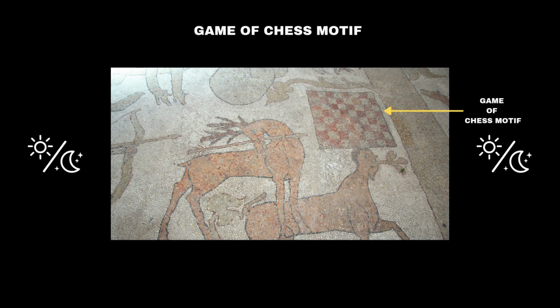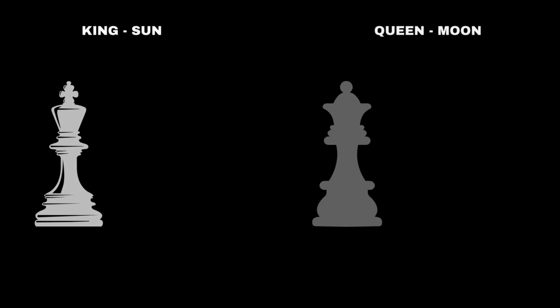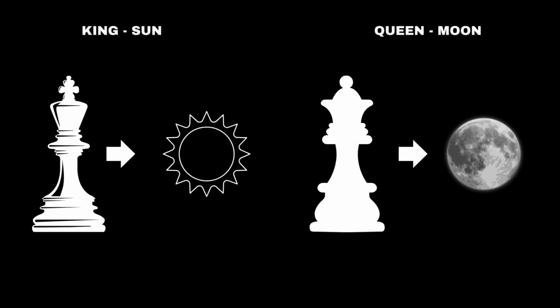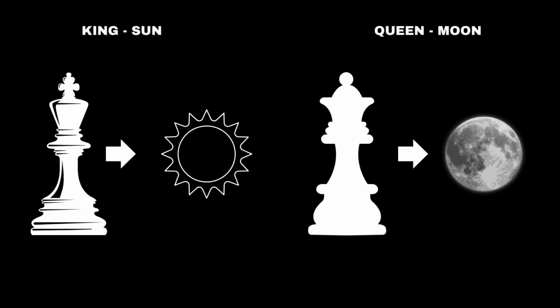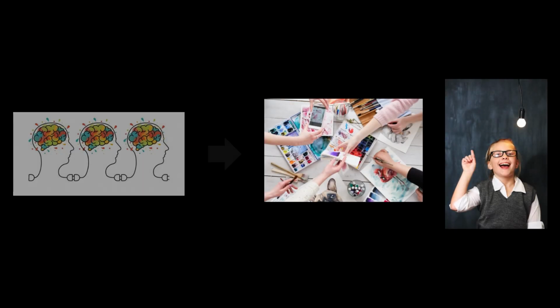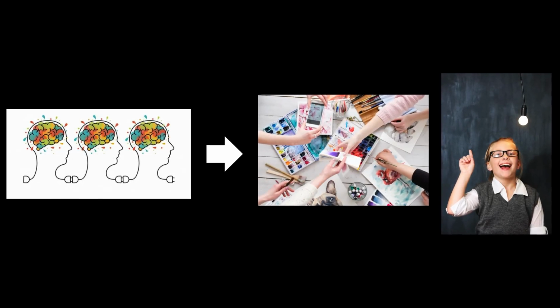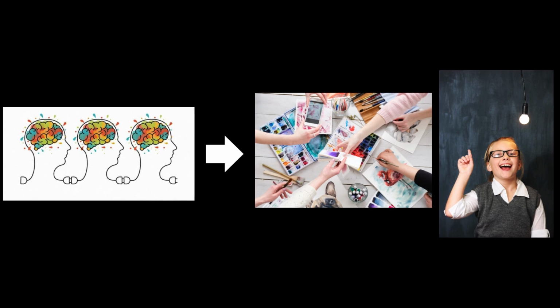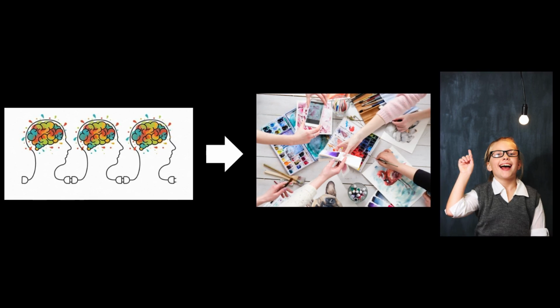Next is a depiction of a chessboard. In the game of chess, the board represents the turning of day and night. The king, which can only move one square at a time, represents the sun. The queen, which has more latitude, is the wavering moon. This was created by the stellar cult, who also worked with the right brain modalities of expression and comprehension.